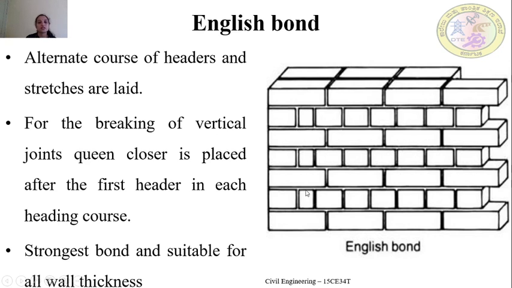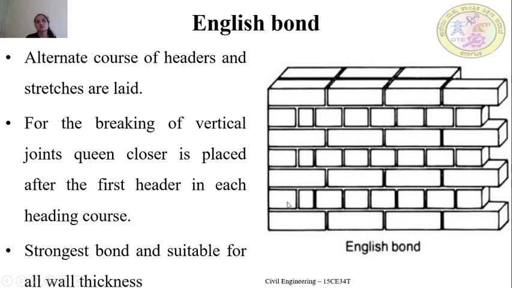Here you can observe, for breaking the vertical joints, we have utilized the queen closure. Just now I said English bond means it is alternate stretcher and header. So in the first course I have placed the stretcher.